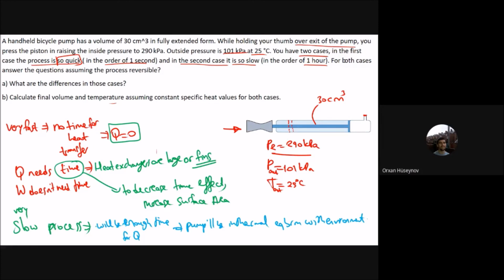Let me give this second one an example. Say this one is the pump here, and you are pressing the pump with the piston, and the temperature rises to, for example, 25.2 degrees Celsius, and the environment is 25 degrees Celsius. Since you have enough time, because the process is very slow, you have heat transfer, and this one drops to 25 again. You press it again, it rises to 25.2 again, and therefore heat transfer, and the temperature drops to 25 degrees Celsius again.